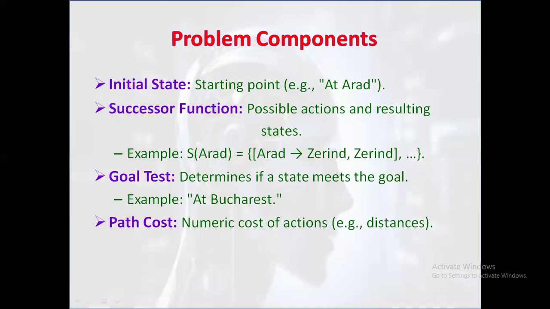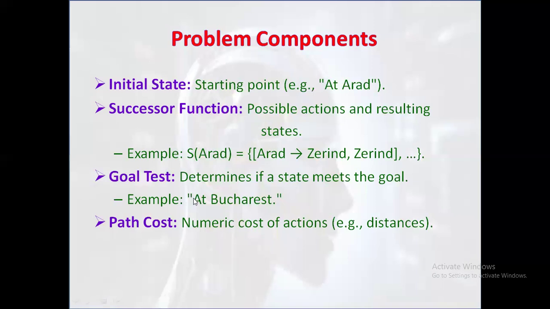Successor function. The successor function defines the possible actions the agent can take from any given state and the resulting states that will follow. In the context of the travel problem, from the state at Arad, the successor function might list the possible cities the agent can travel to next, such as Arad to Zerind or Arad to Sibiu. The successor function is key to determining the agent's next step and guiding its exploration of the problem space.